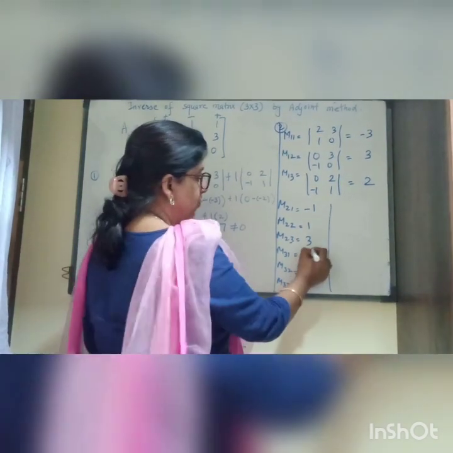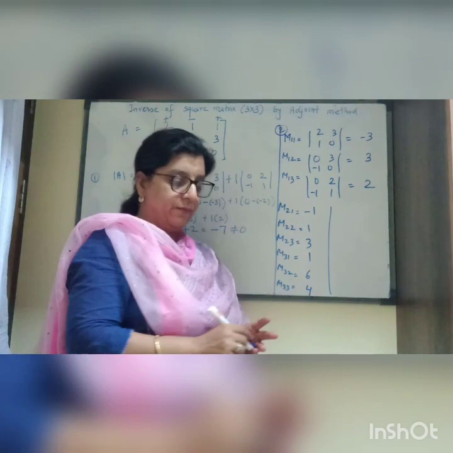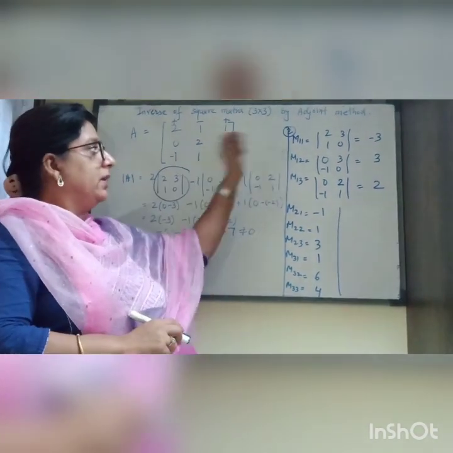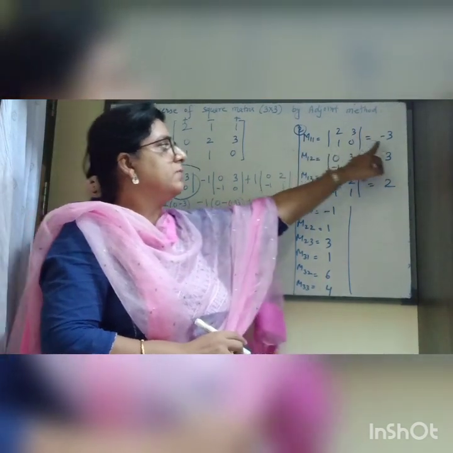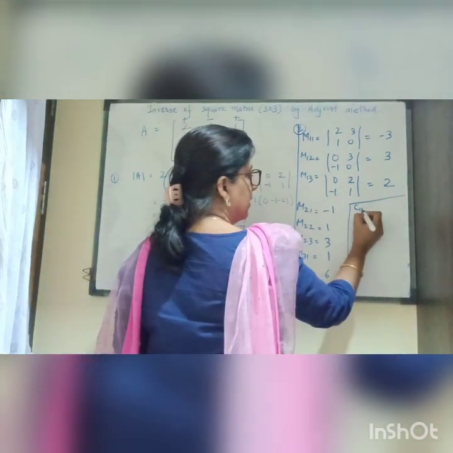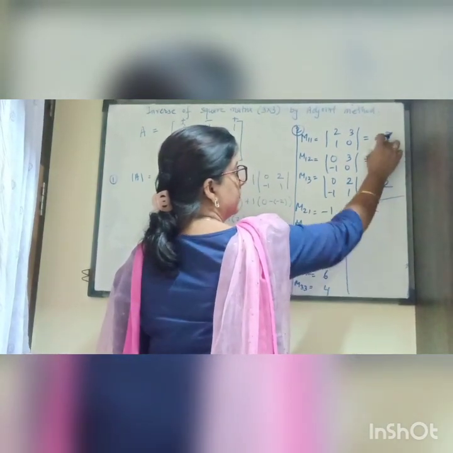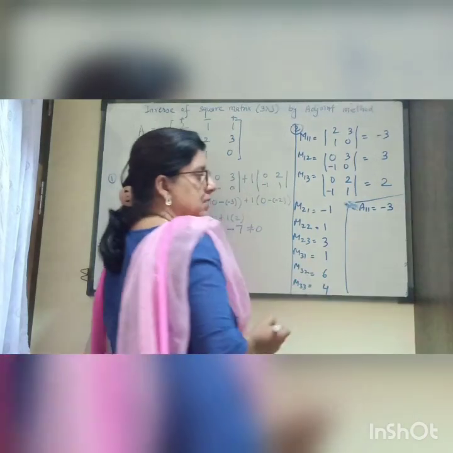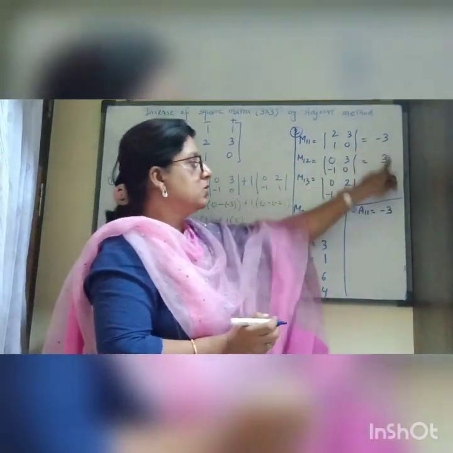M31 is 1, this is 6, and this is 4. Now you have to tell me the cofactors. M11 is -3. So what will be the value of A11? The sign will remain the same because 1 plus 1 is 2, an even number, so same sign.